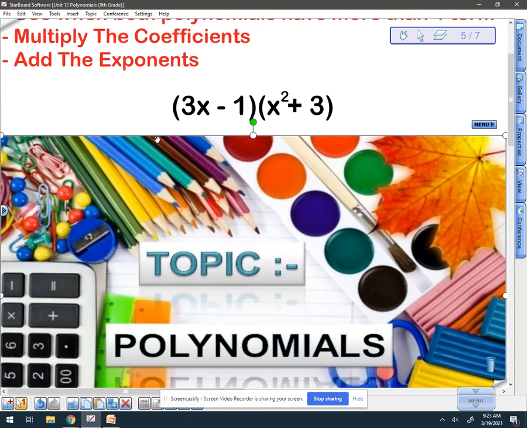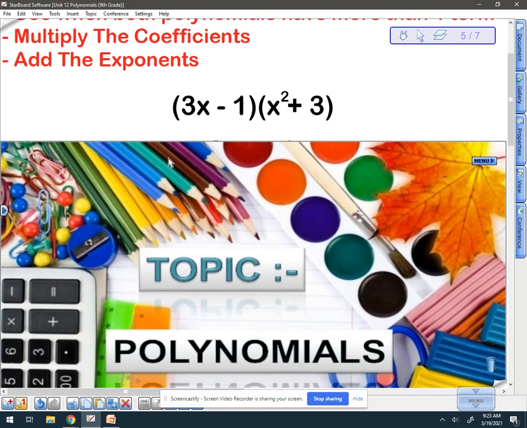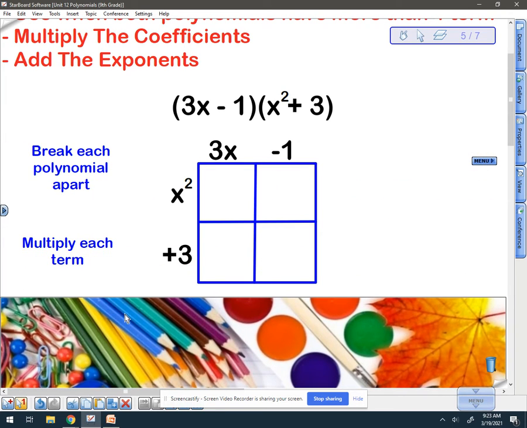Here's our first problem. We have a binomial multiplied by another binomial. So the distributive property is not going to work on this one, so we're going to use the box method. The way the box method works, you're going to break each polynomial apart. We have two different parts. I have 3x, the first one goes on the top, 3x, and a minus 1. And then on the side, I have an x squared and a plus 3, positive 3. So we break the polynomials apart and put them outside of the box.